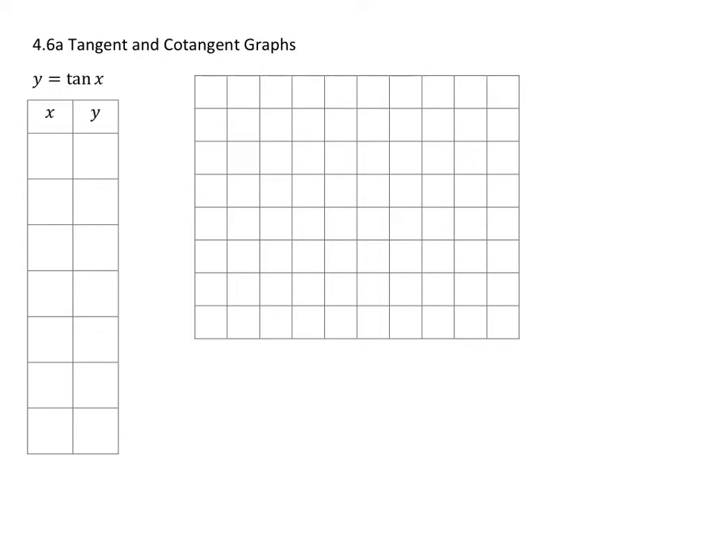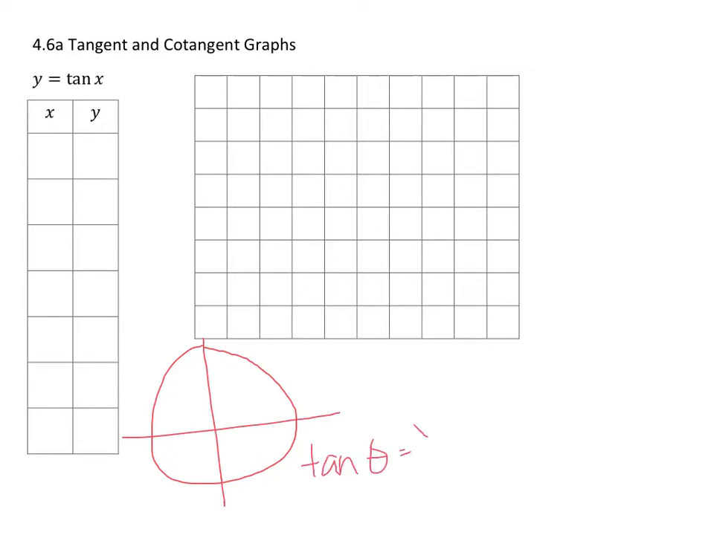Okay, let's move on to something new, a tangent graph. To start graphing tangent, we are going to recall our unit circle and remember that our tangent was always our y-coordinate over our x-coordinate. So if I'm at 0, my coordinate point is (1, 0). And if I do my y divided by x, 0 divided by 1, I'm going to get 0.